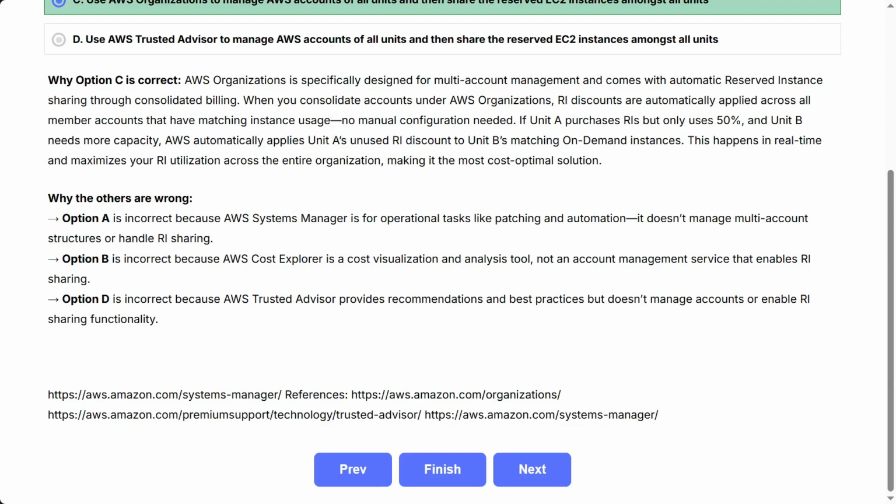Option A is incorrect because AWS Systems Manager is for operational tasks like patching and automation. It doesn't manage multi account structures or handle RI sharing. Option B is incorrect because AWS Cost Explorer is a cost visualization and analysis tool, not an account management service that enables RI sharing. Option D is incorrect because AWS Trusted Advisor provides recommendations and best practices, but doesn't manage accounts or enable RI sharing functionality.